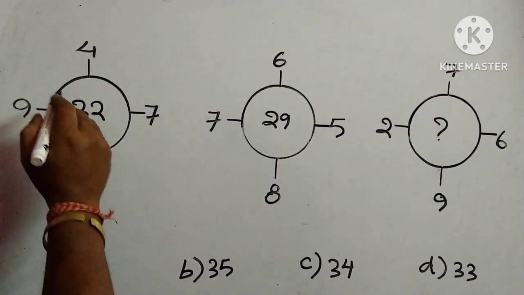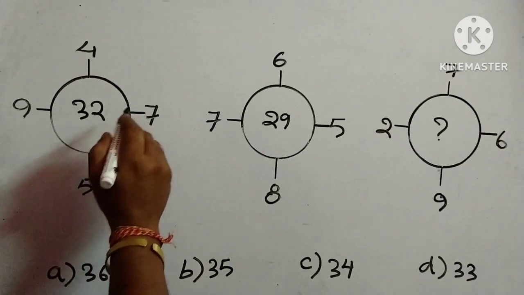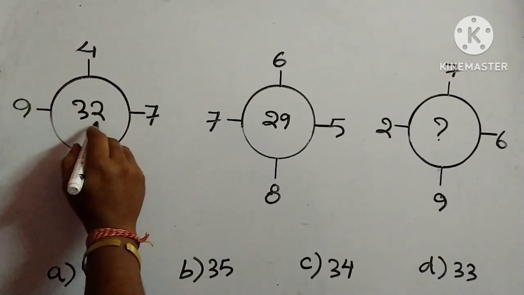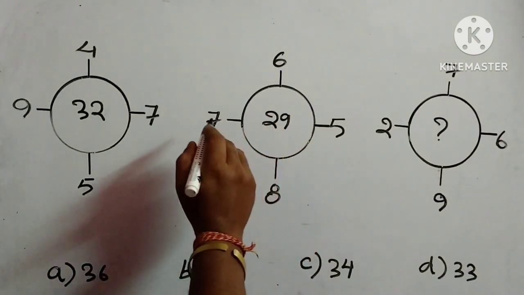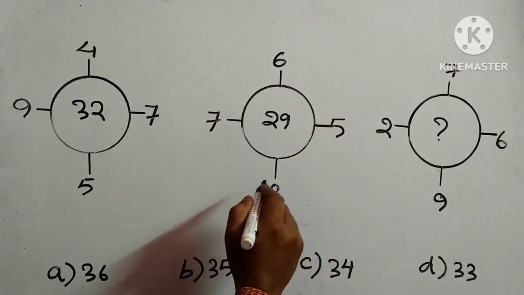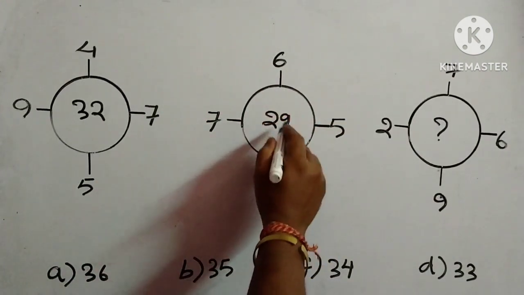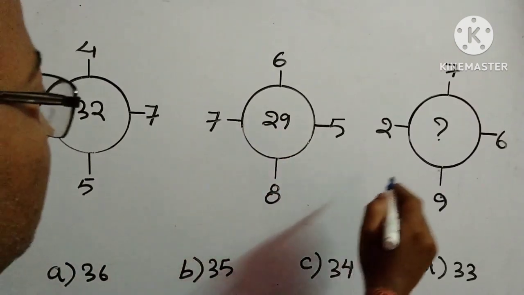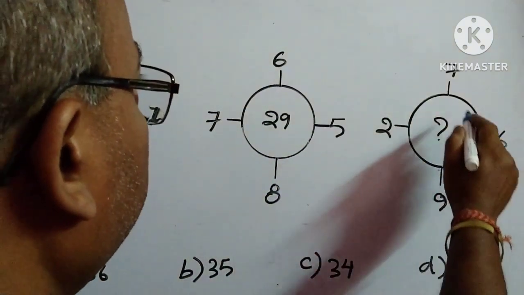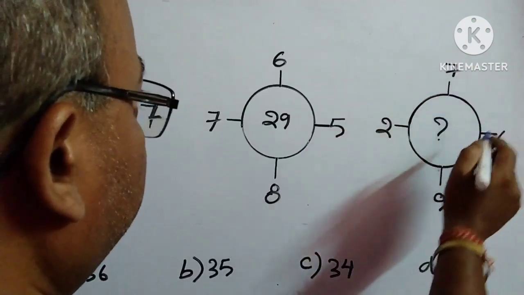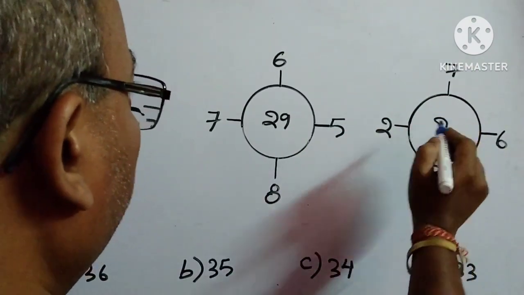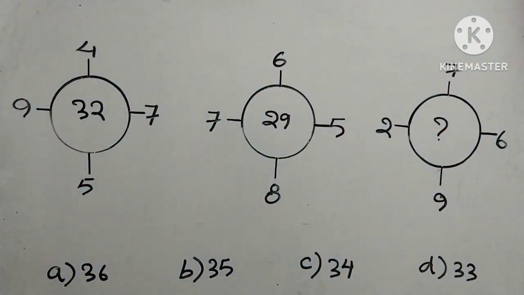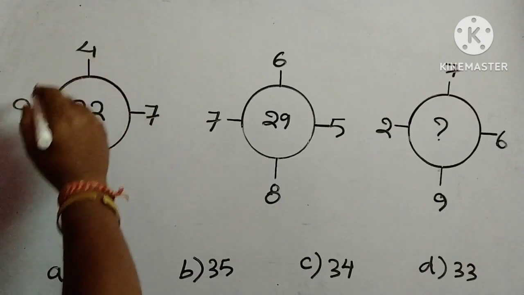In the first circle, we have 4, 9, 5, 7 in its outermost part and 32 in its innermost part. In the second circle, we have 7, 6, 5, 8 in its outermost part and 29 in its innermost part. And in the last circle, we have 2, 7, 6, 9 in its outermost part. We need to find this appropriate number, and the four options are given.